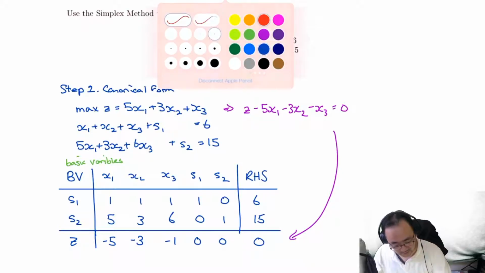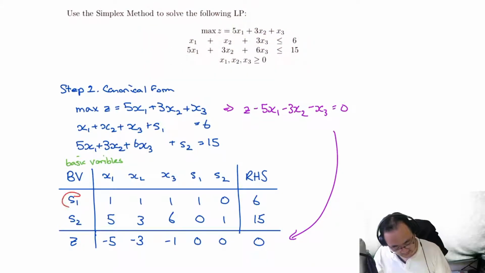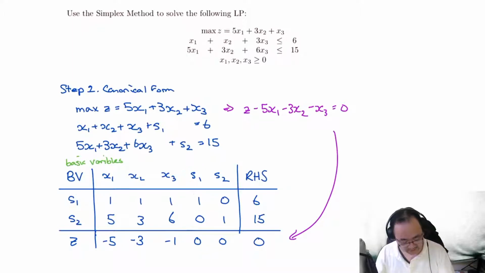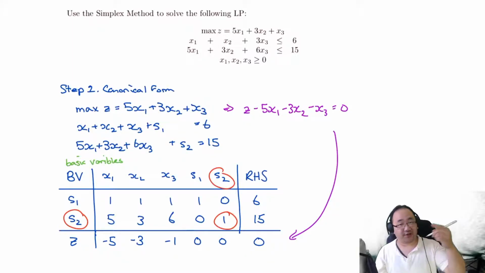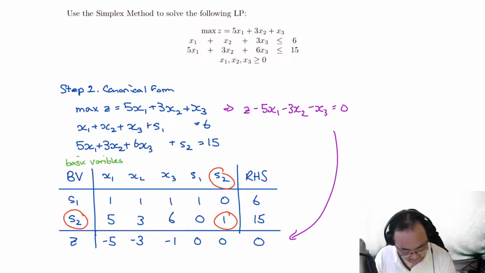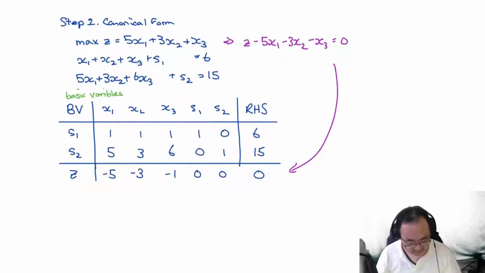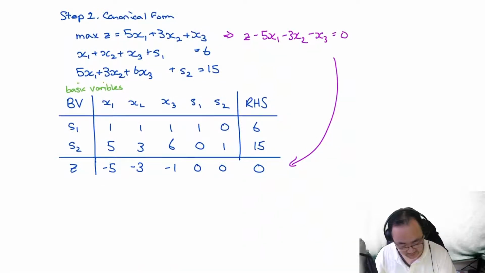So I want to point out that you've got the s1 here, you've got the 1 here, and every other number in the column is 0. Well, you don't need the z row to necessarily be 0, but that's the main idea. And then similarly for s2, you've got a leading 1 in there. So that's our starting tableau, and that's where we're going to start the simplex method.